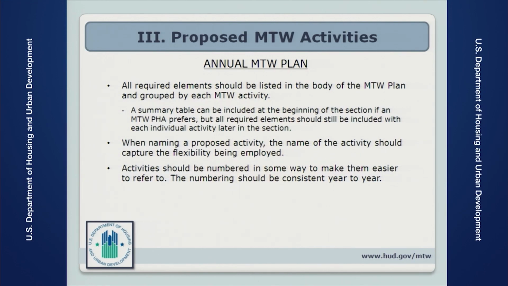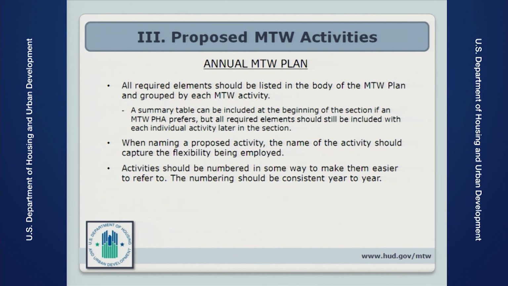When you're presenting these activities, all of the required elements from the form should be grouped with each MTW activity. I know we have a number of agencies that find it really useful to provide a summary table of all of their activities, and often that table will list the names of the activities, the year that they were initially included in a plan, maybe the statutory objectives that are associated with them. It varies a little depending on the agency. Those summary tables are really helpful. We encourage you to continue including them if you think that they're helpful. But we will need to ensure that all of the elements go with each individual activity when you're presenting the individual activities in the plan.